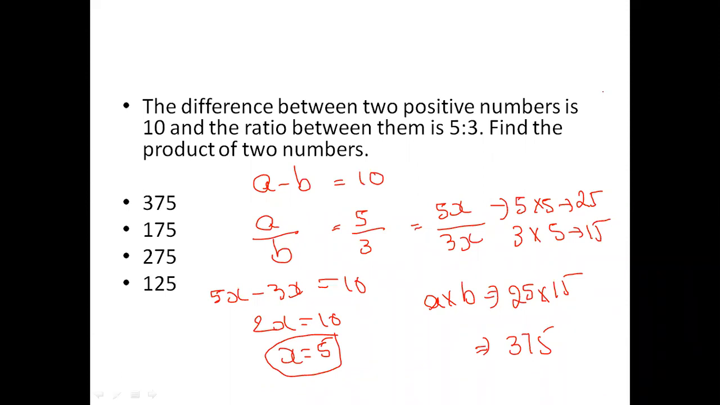So here they gave the logic first and they gave the ratio next, guys. Actually, in every question, they will give you the ratio first and they will give you the clue to solve the question in the middle. So here they gave the difference first and they are asking for the ratio next. So 375.